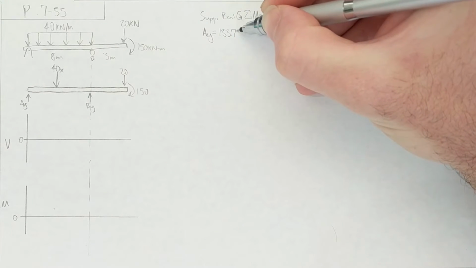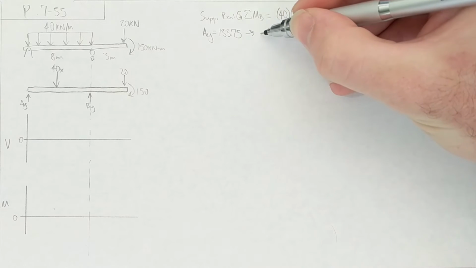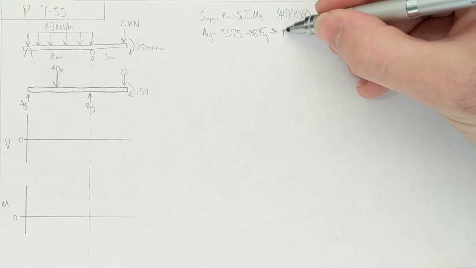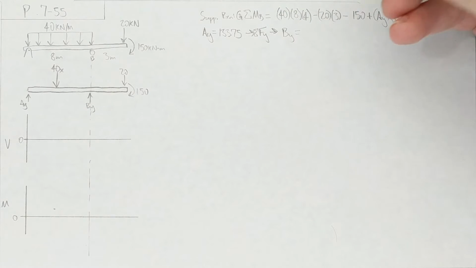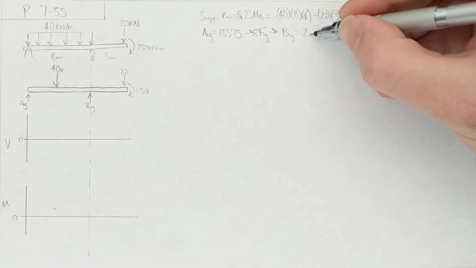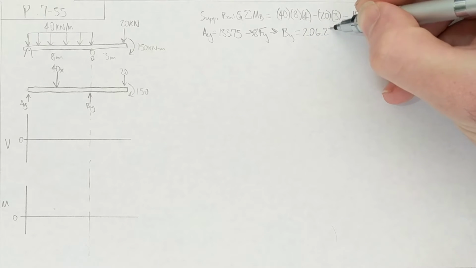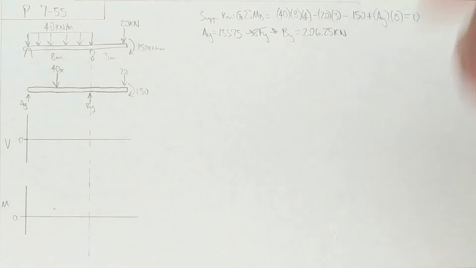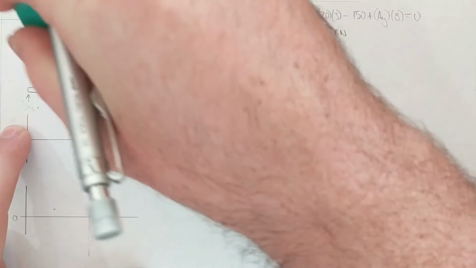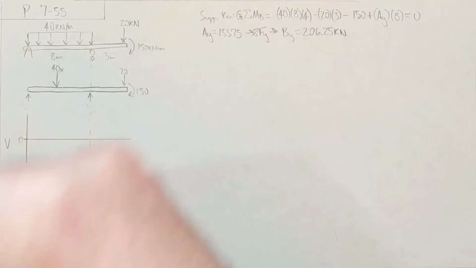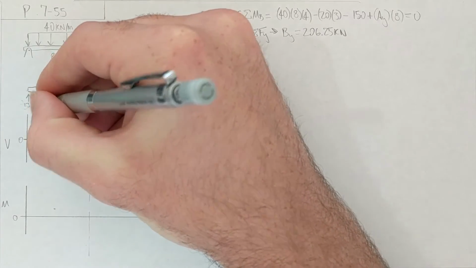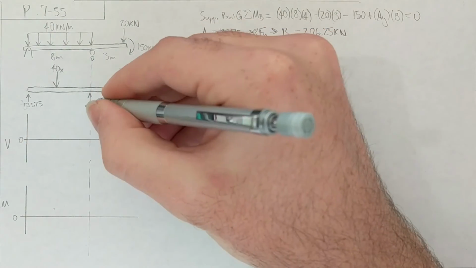133.75. Same if you do your FY summation, you'll get that BY is going to be 206.25. And these are kilonewtons. I'm being lazy with units. So this is 133.75 and 206.25.